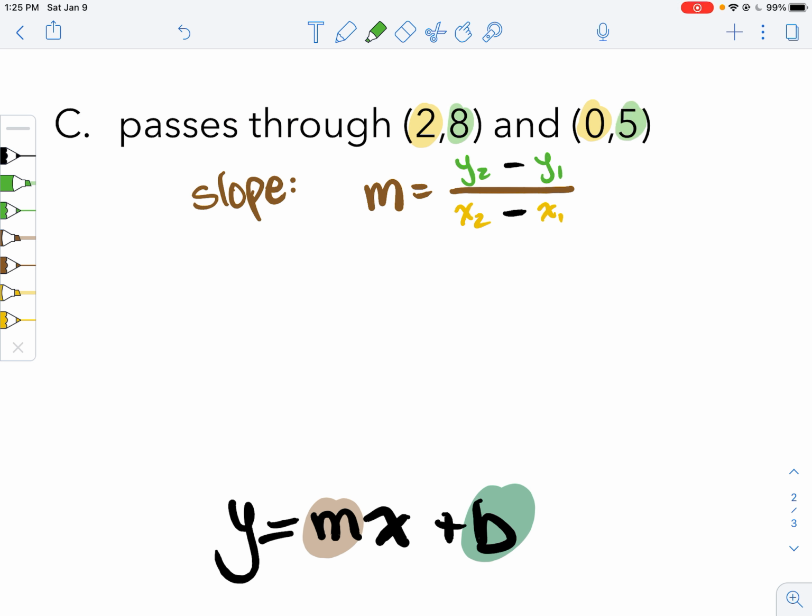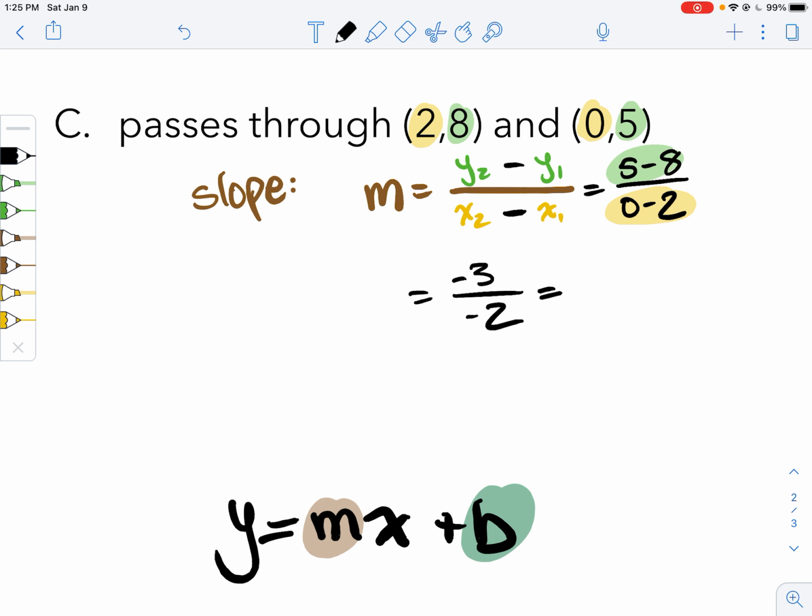Okay, now plug them in. So that's going to give us 5 minus 8 over 0 minus 2. Remember, 5 minus 8 because those are our y values, 0 minus 2 because those are our x values. So 5 minus 8 is negative 3, 0 minus 2 is negative 2. Those negatives are going to cancel out, giving us 3 halves. So our slope is 3 halves.